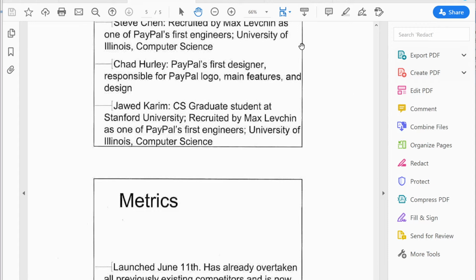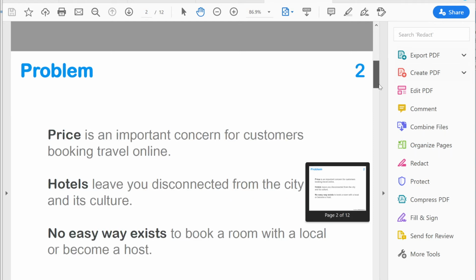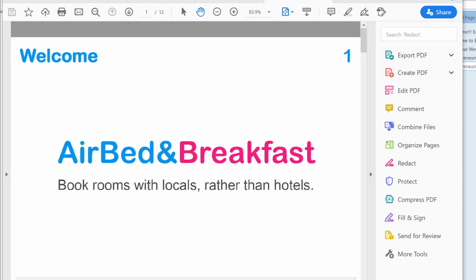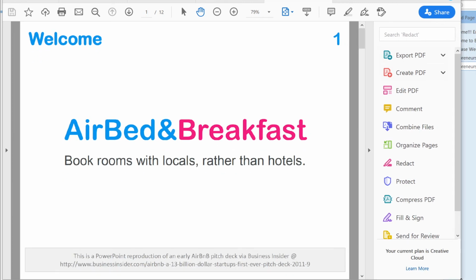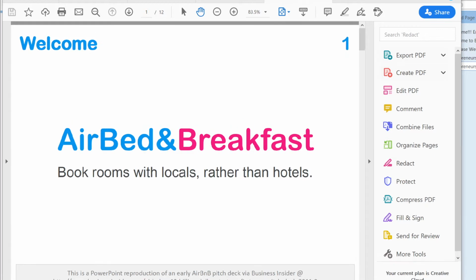All right, so that's the YouTube deck. Next, we're going to look at Uber's deck. No, actually, next let's look at the Airbnb deck. So this Airbnb deck is a reproduction, as it says on the bottom. Oh, you can't see it. Hold on, let me scroll for a second. Actually, you cannot. There's a disclaimer on the bottom I'm trying to show you. There you go. It says the PowerPoint reproduction of an early Airbnb pitch deck via Business Insider. So I borrowed this from Business Insider to show you guys as part of the class.